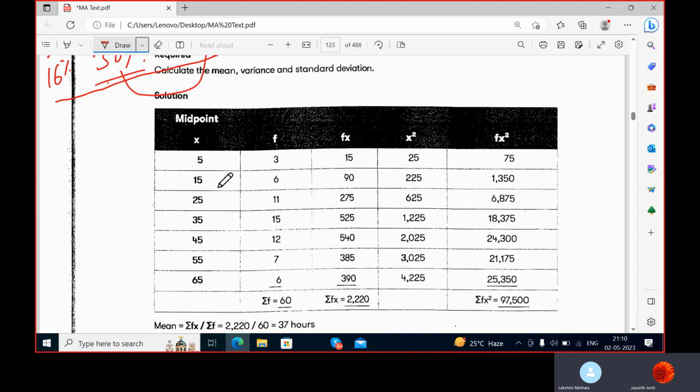Then we have to do fx. Why fx? Because mean is nothing but equal to sigma fx by n, correct? Yes, sir. When you have frequency, like that you will get the total, and here n will be the total of frequency.